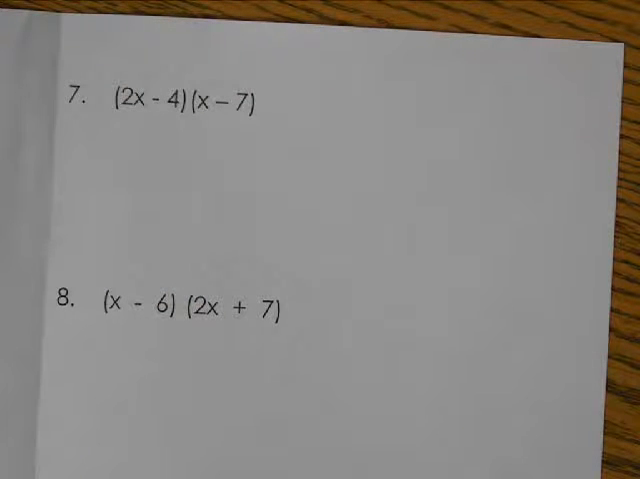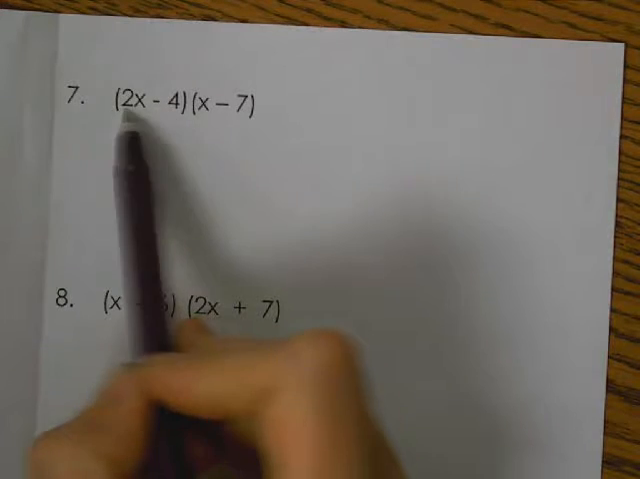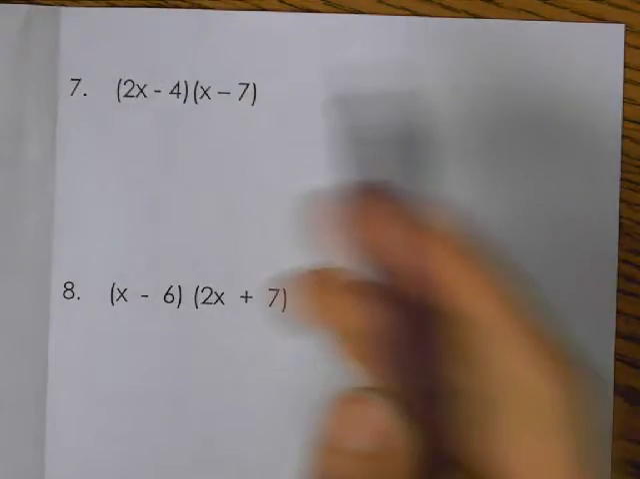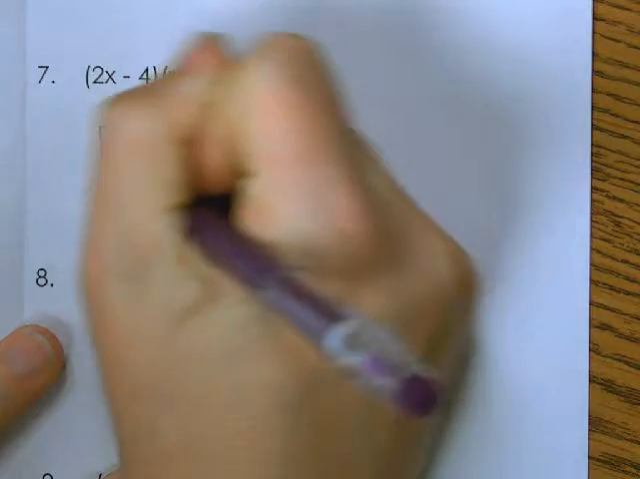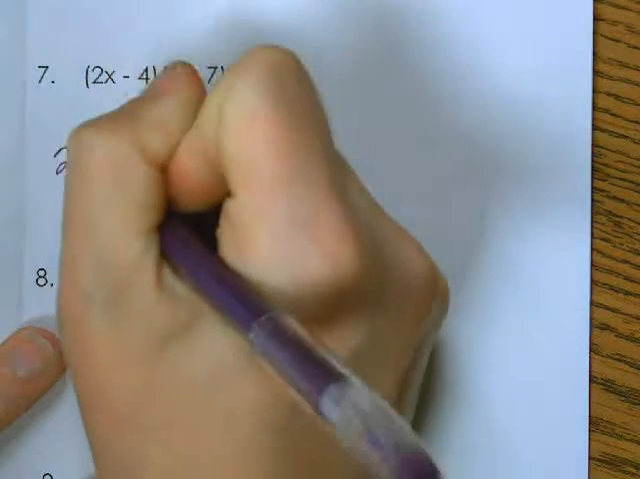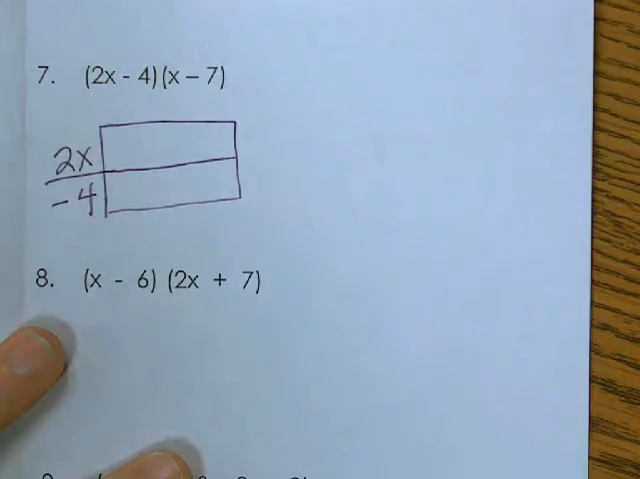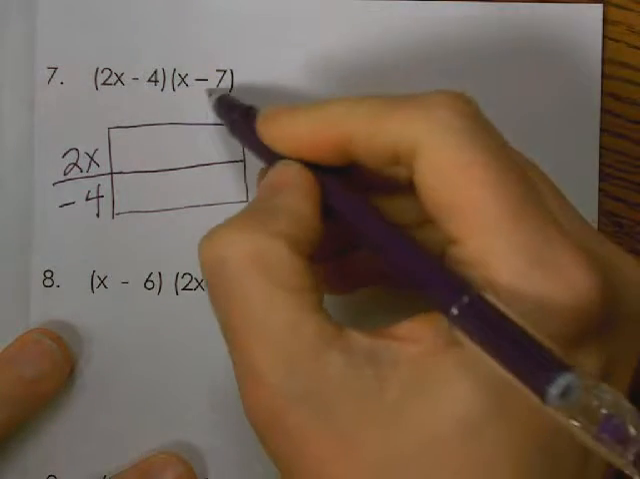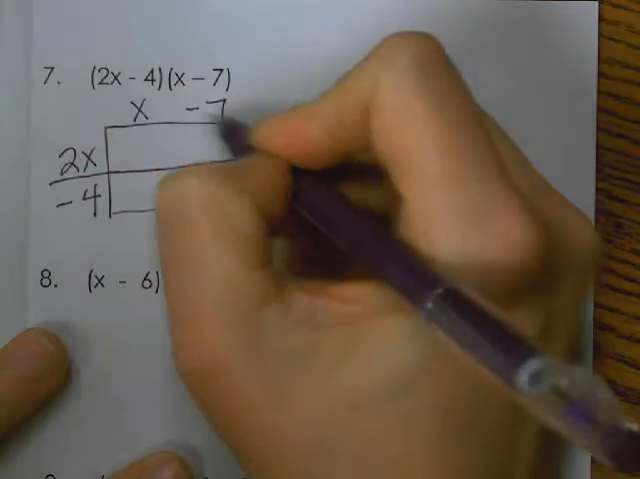Number 7. Same thing, we've got 2 terms times 2 terms. We call this a binomial. So we're going to draw a box. And we're going to say 2 terms for the first one, so 2x minus 4. And then 2 terms for the second one, x minus 7.